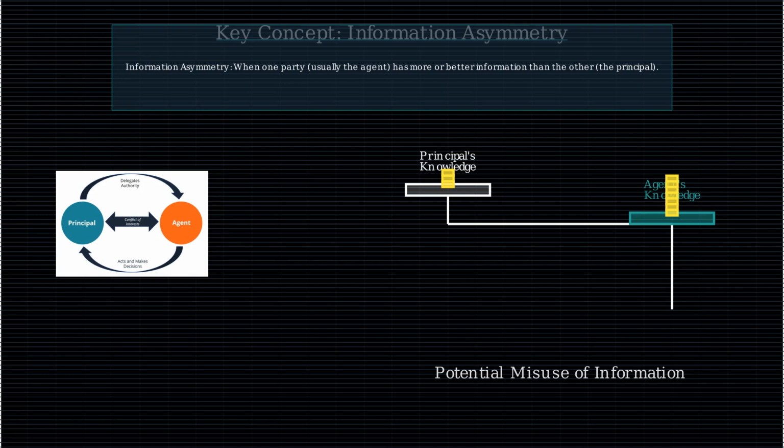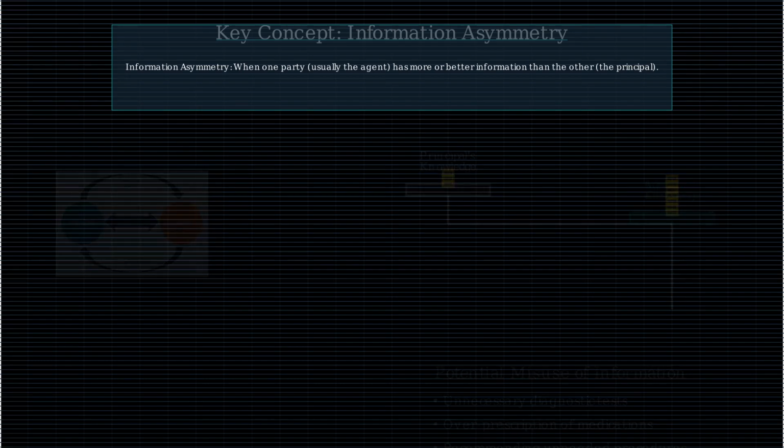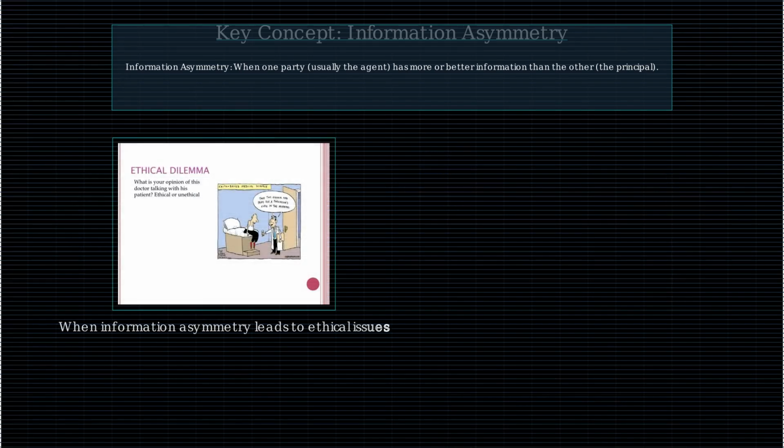This information gap can potentially lead to misuse of power by healthcare providers. For example, doctors might order unnecessary diagnostic tests, overprescribe medications, or recommend procedures that patients don't actually need. This cartoon illustrates an extreme example of information asymmetry, where a doctor uses their authority to give medically questionable advice.